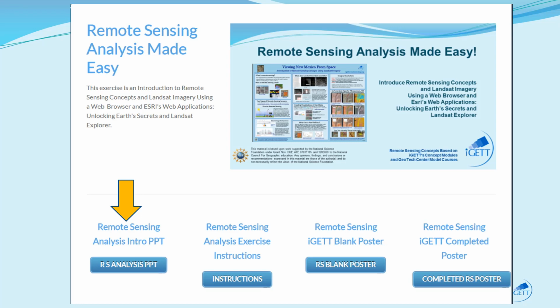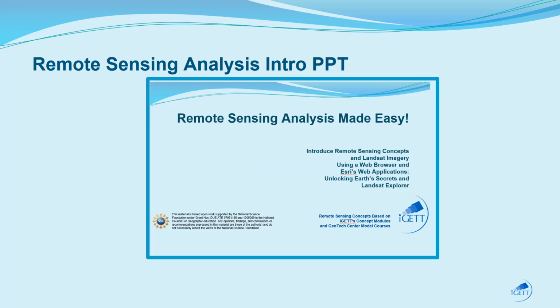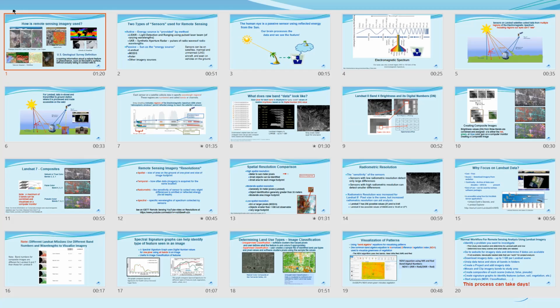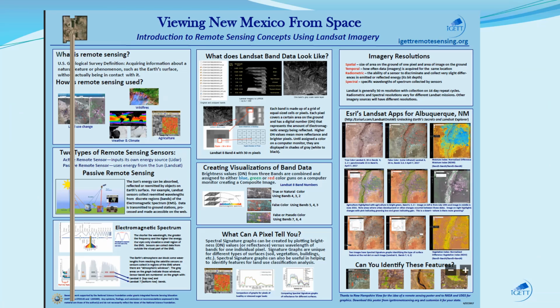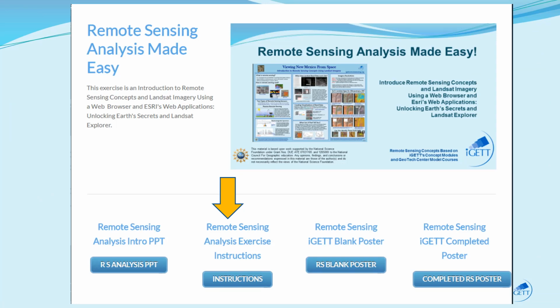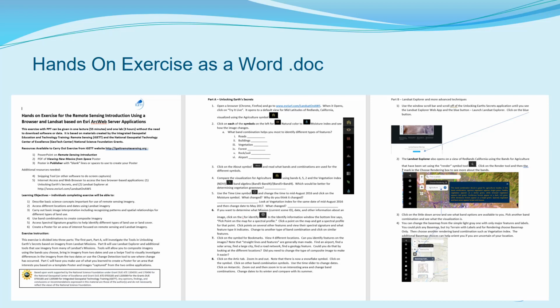You just click on the button, and here I'll click on the remote sensing PowerPoint, and you get the remote sensing made easy analysis with all of the concepts. And this is a PowerPoint that you can modify any way that you want. So it walks you through concepts that are fundamental to remote sensing. Then the remote sensing analysis exercise and instructions. This is a hands-on exercise. Again, it's in a Word document, so you can modify it any way you want.